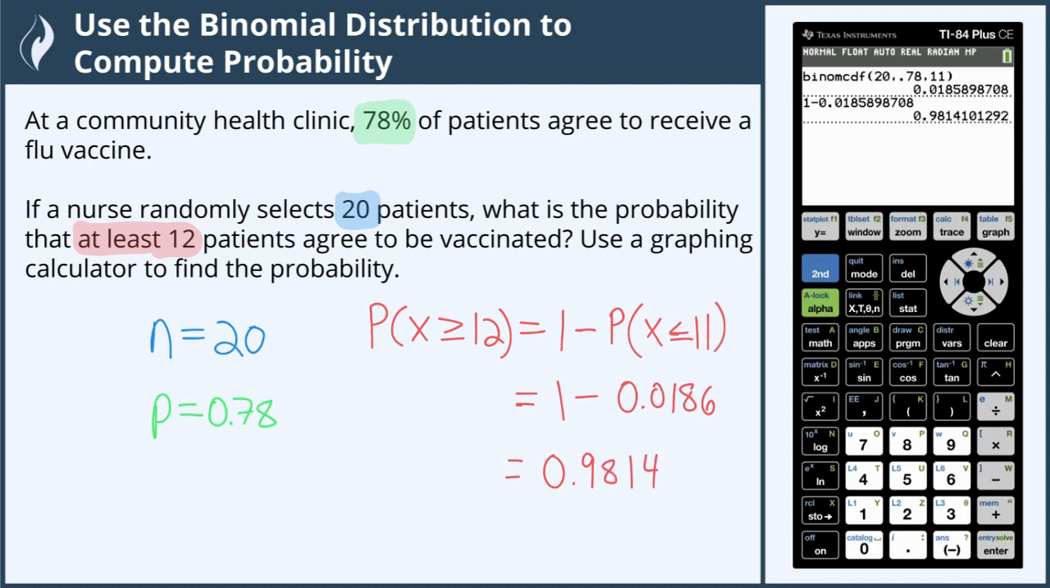0.9814. So the probability that at least 12 of the 20 patients will agree to be vaccinated is 98.14%.